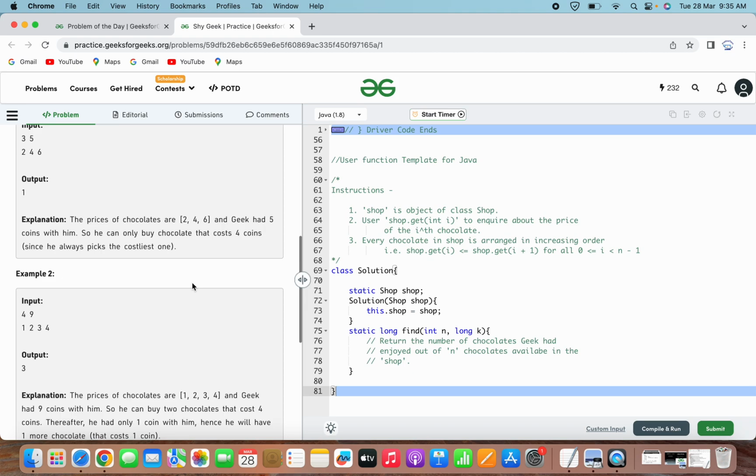If such a chocolate exists, we will calculate the maximum number of chocolates that Geek can buy with the remaining money and add it to the total number of chocolates that Geek has enjoyed so far. Then we will update the remaining money by taking the modulo of the remaining money and the price of the highest price chocolate that the Geek can afford. Finally, we reset the search range and the loop continues until Geek runs out of money or there are no chocolates left in the shop which Geek can afford. I hope the approach is clear. So we will be using the approach of binary search.